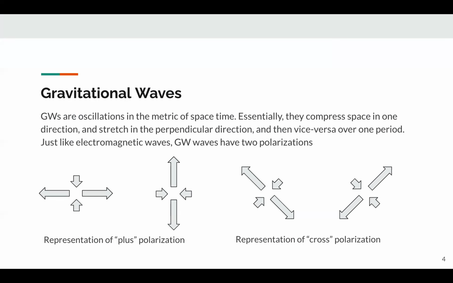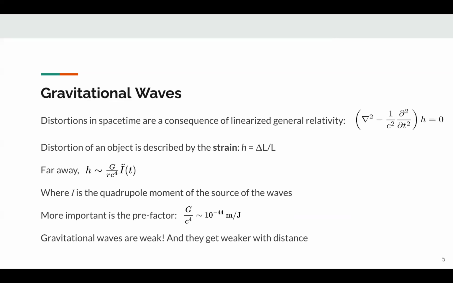Gravitational waves are a result of general relativity, and they are oscillations in the metric of space-time. Essentially, what that means is that they will compress space in one direction and stretch it in the perpendicular direction, and then vice versa, compressing and stretching over the course of one period of oscillation. Just like electromagnetic waves, gravitational waves have two polarizations. With electromagnetic waves, you have vertical and horizontal polarizations. With gravitational waves, you have these two plus and cross polarizations. You have these two modes of oscillation that occur. It's not super important to understand where these come from, just that they exist, and they'll come up as we go through the notebook and through this presentation a little bit. They're a result of this nice wave equation that we get from general relativity.